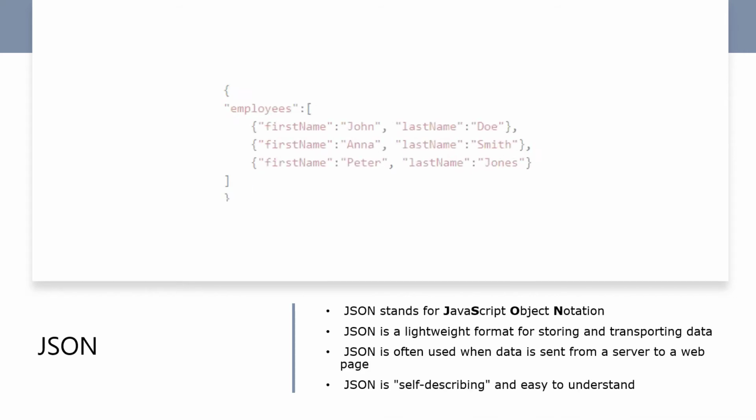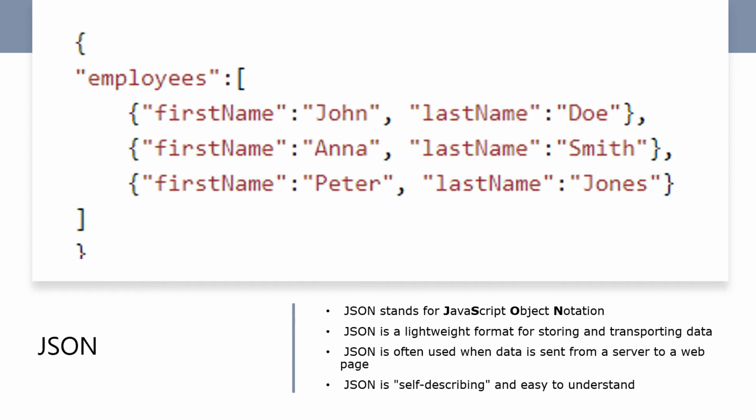This is the general information of JSON. JSON is a lightweight format for storing and transporting data. JSON is often used when data is sent from a server to a web page. JSON will be the output of the parsing process.